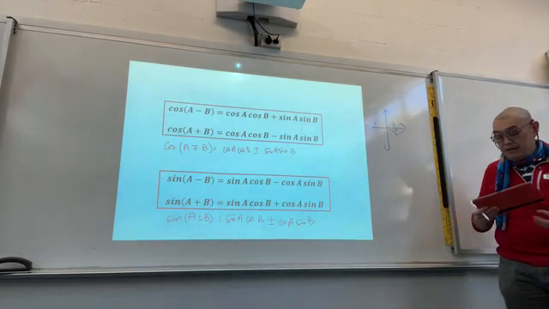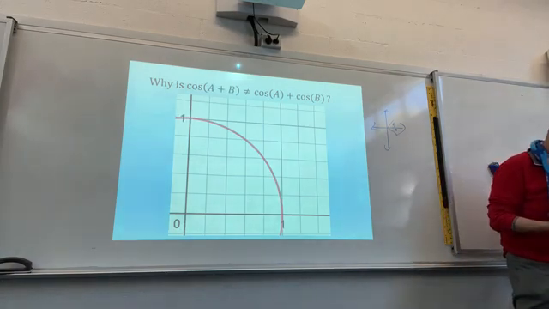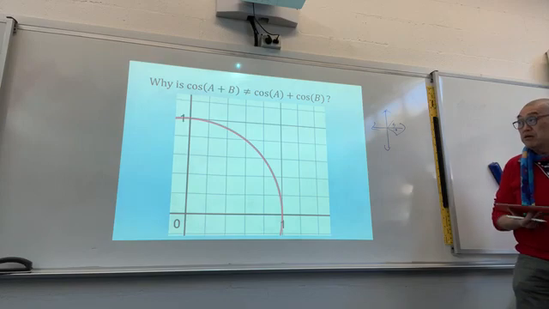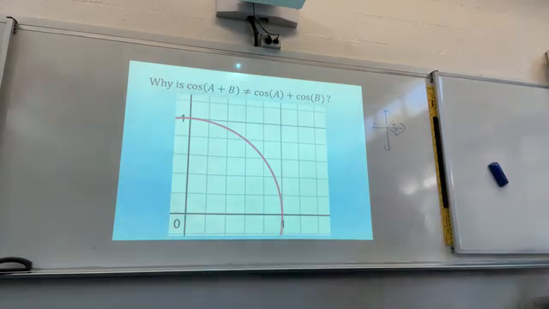Alright, next. What I'm going to show you is why cos A plus B is not the same as cos A plus cos B. Oops. All right, let me use my ruler. I need to draw something out to show you. So if I've got cos A, let's do this. Let's say this is A.